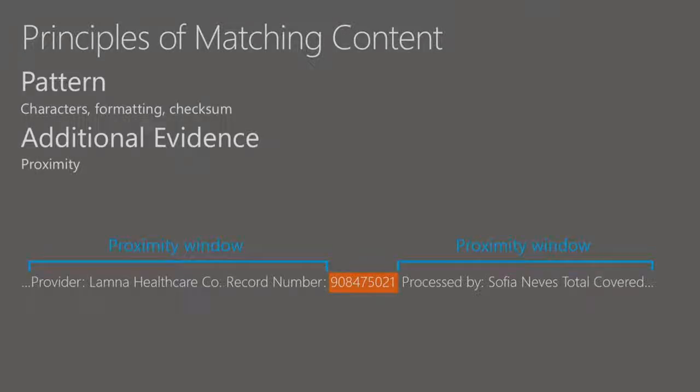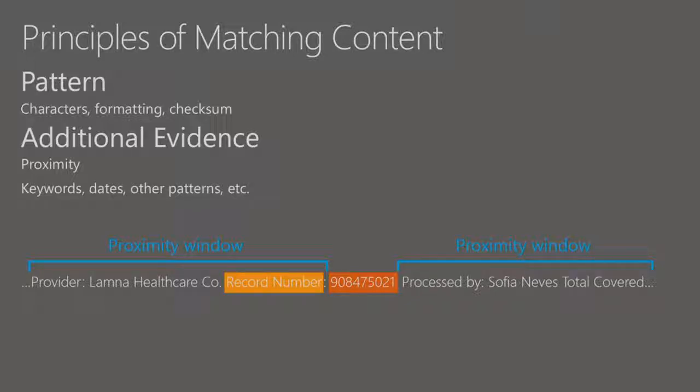Now, how far away from this number we look is kind of important. If you find the word medical record number on page 1 of a document and the number itself is on page 10, probably not related. What experience has shown us is that relevance is directly tied to proximity to the actual number. The closer something is, the more likely they are to be related. And we call that the proximity window.